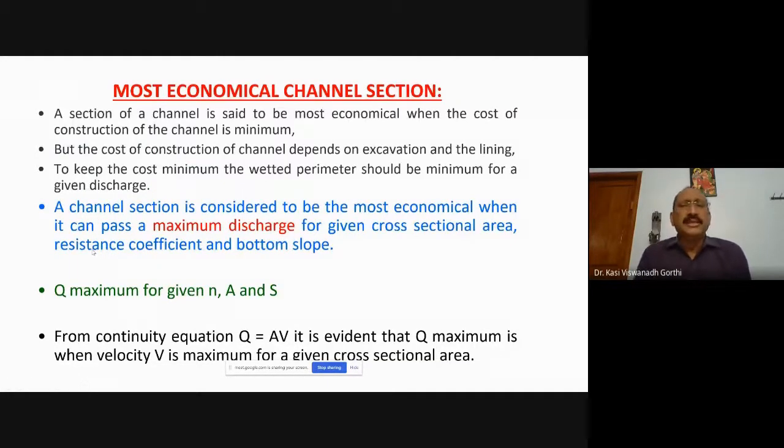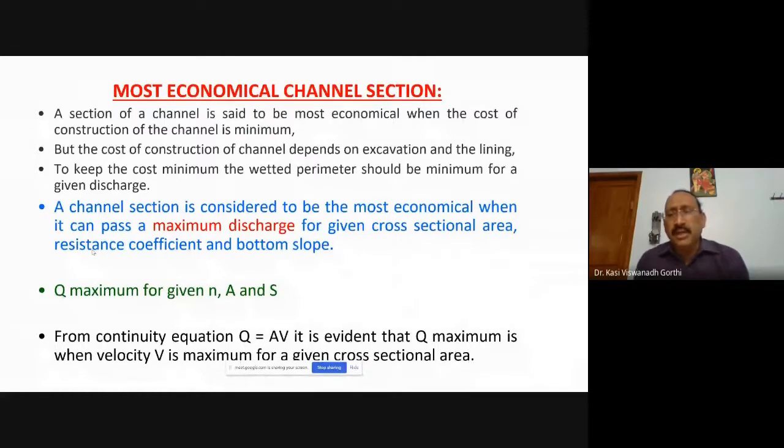What is this most economical channel section? A section of a channel is said to be most economical when the cost of construction of the channel is minimum. They have been indicating that it should be laid with minimum investment. So the cost involved in the construction of the canal must be minimum. Then we say that it is most economical. But the cost of construction of the channel depends on excavation and also the lining of the canals.